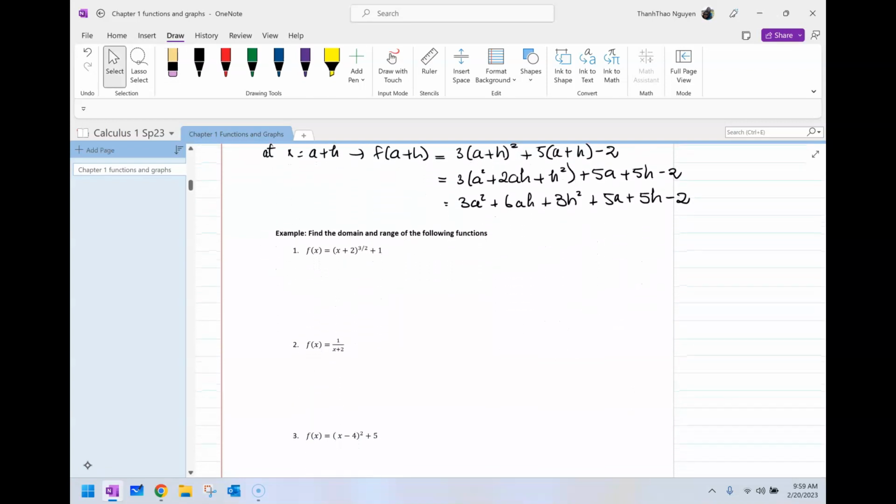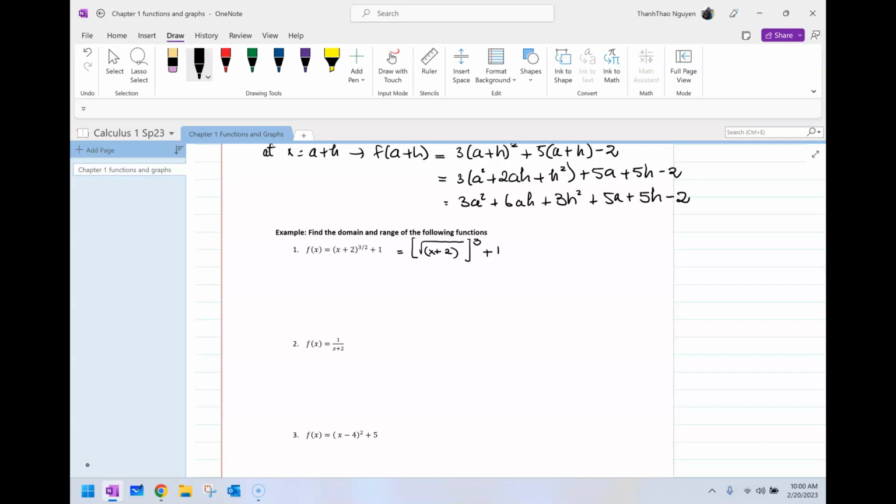Let's find the domain and range of the following function. f of x equals (x plus 2) to the exponent 3 over 2, plus 1. To do this, first we need to rewrite this in radical form and see what happens. The exponent 3 over 2 means we have the square root of x plus 2, all to the third, plus 1.